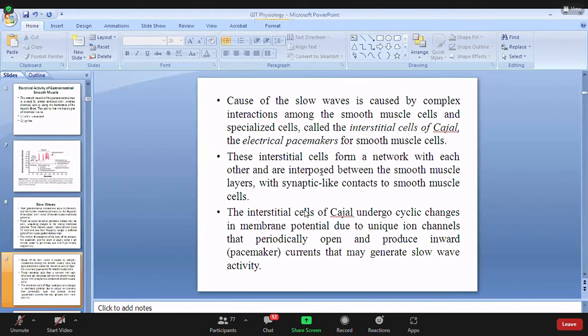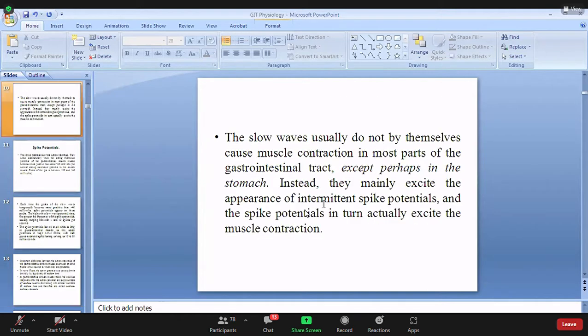cell of Cajal, or the electrical pacemaker for the smooth muscle cell. And these interstitial cells form a network along with each other, and they are interposed between the smooth muscle layers with synaptic-like contact to the smooth muscle cell. And these interstitial cells of Cajal undergo cyclic changes in membrane potential due to unique ion channels that periodically open and produce inward currents that may generate slow wave activity.